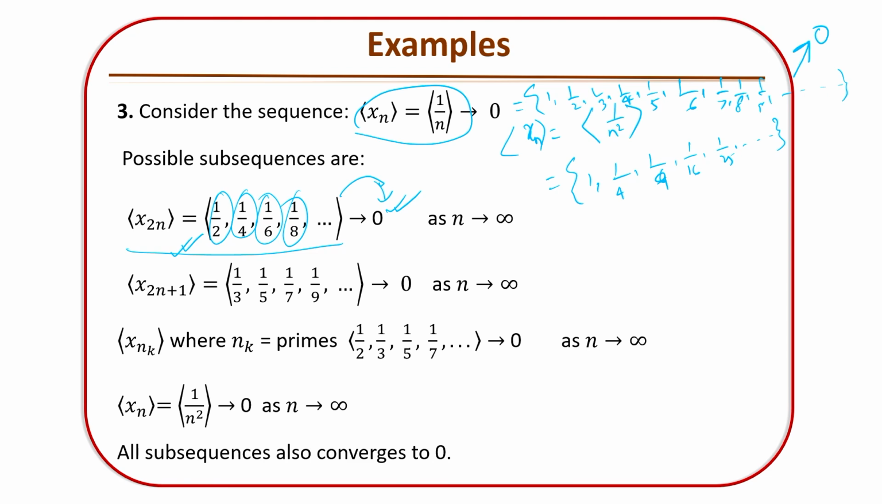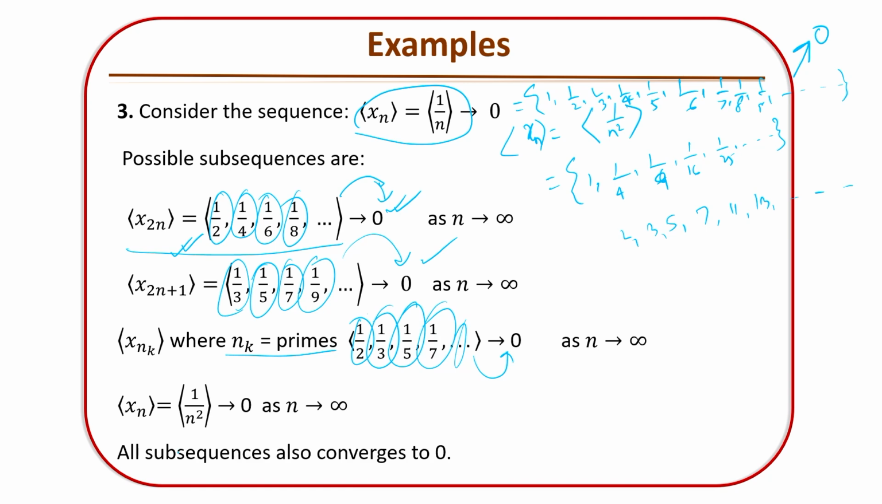Similarly, look at the odd position terms 1/3, 1/5, 1/7, 1/9, and all these converge to 0. Similarly, x_{n_k} where n_k is a prime indexed term. What will be the primes? This is 2, 3, 5, 7, 11, 13 and so on. So 1/3, 1/5, 1/7, 1/11, 1/13 and so on. It also converges to 0. And look at another one, 1/n squared, which also converges to 0. So all subsequences also converge to the same limit point 0.